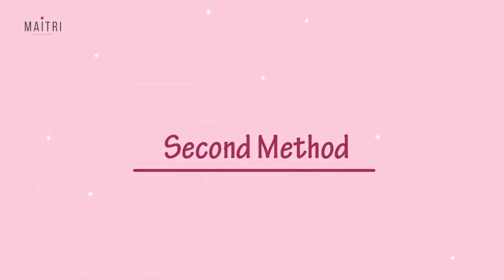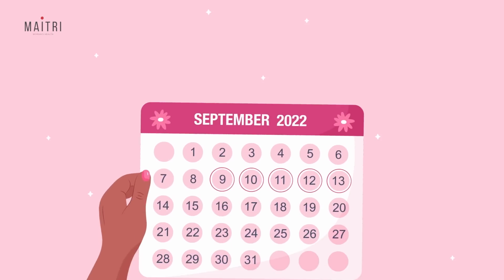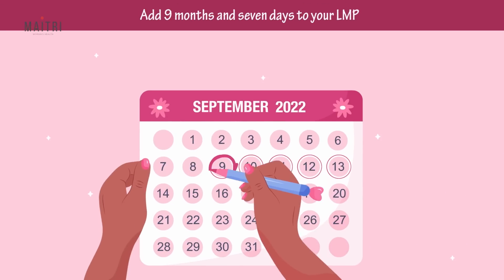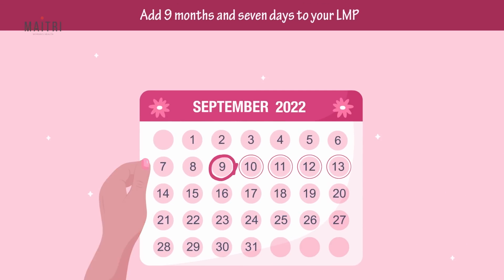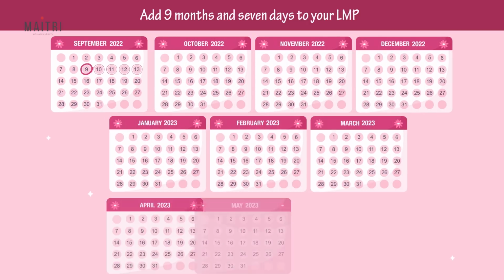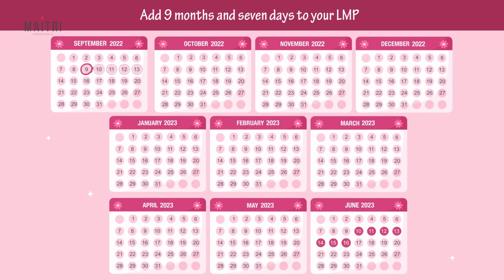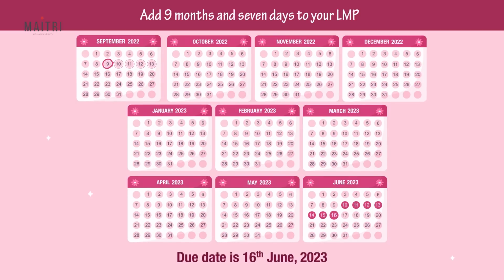So the second method, which I find is a little easier, you simply add 9 months and 7 days to your last menstrual period. Once again, for example, if your LMP was on 9 September 2022, now you simply add 9 months and 7 days. So your due date is 16th June 2023. In case you still have difficulty, most of the pregnancy websites have calculators to calculate your due date.